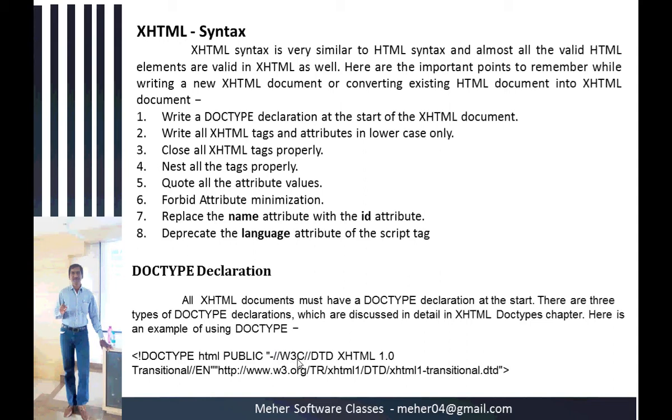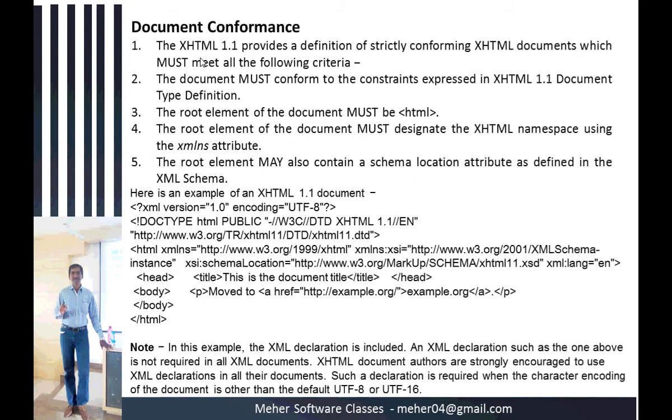So W3C, World Wide Web Consortium, DTD XHTML 1.0 Transitional, that is the encryption. So here is the tagline of the specification. It must be written in the first line of the document. That is also the declaration, the doctype. The XHTML 1.1 provides a definition of a strictly conforming XHTML document, and the root element of the document must be designated. The root element may also contain a schema location attribute as defined in the XML schema, and here is an example of an XHTML 1.1 document type. So this is the syntax and example.